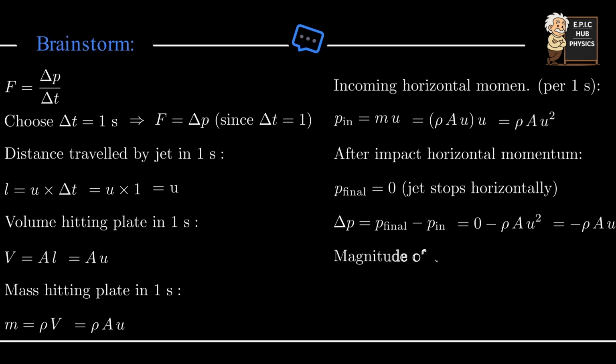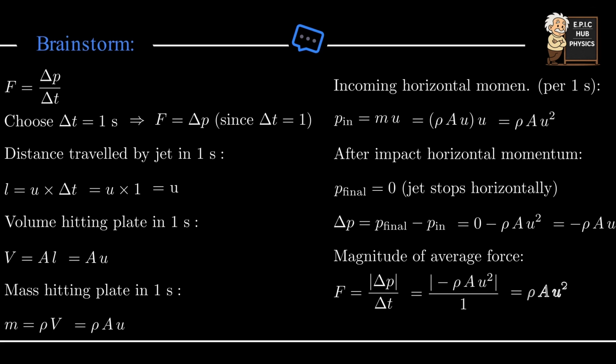Finally, we calculate the magnitude of the average force. The average force is the magnitude of the change in momentum divided by the time interval. Since we chose delta T equals 1 second, this simplifies to F equals the absolute value of delta P over delta T, which becomes F equals ρ times A times u squared. This is our final answer.